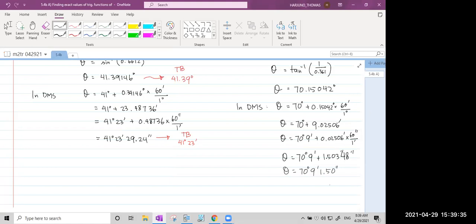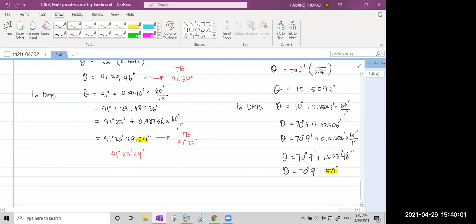Let's say if I round it to 2 decimal places of the seconds. It is not customary, once we make it into DMS, to still use decimals in the seconds. Usually they just leave it like this: 41 degrees, 23 minutes, 29 seconds, like that, usually.